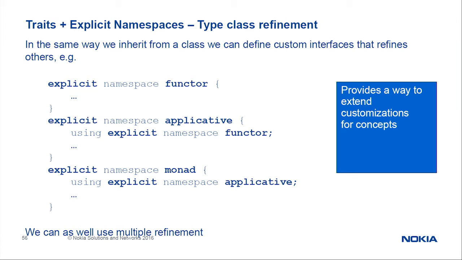I wanted to be able to refine. Then, for example, if I have an explicit namespace for the functor concept, doesn't matter what this means. I want to be able to use all the things of this functor concept when I define another concept, applicative, when I define another concept, monad. This is some kind of inheritance of refinement.